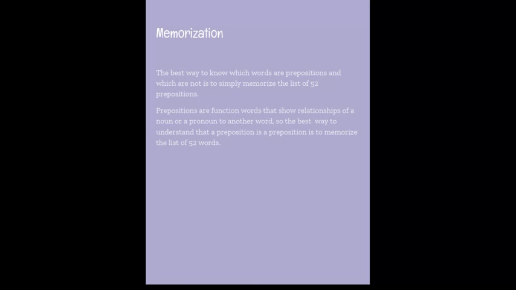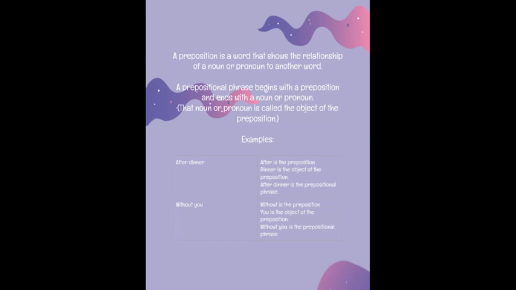The best way to know which words are prepositions and which are not is to simply memorize the list of 52 prepositions in the Quizlet study set. Again, a preposition is a word that shows the relationship of a noun or pronoun to another word. A prepositional phrase begins with a preposition and ends with a noun or pronoun. That noun or pronoun is called the object of the preposition. After dinner is a prepositional phrase. After is the preposition. Dinner is the object of the preposition because dinner is a noun. After dinner is the prepositional phrase.